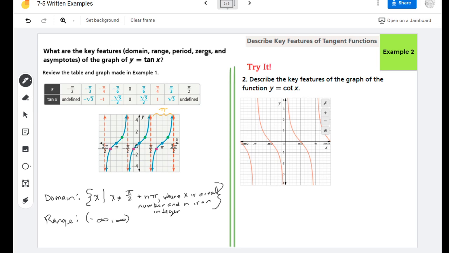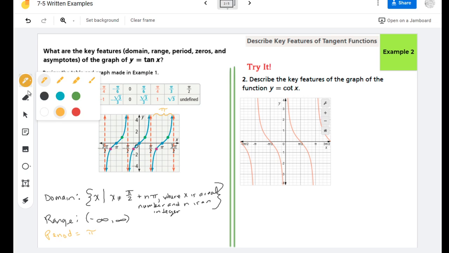The next thing is the period. Remember how we were saying that it skips by pi units every single time? That is our period. There's not really much of a calculation to it other than the fact that you could see it bouncing between the asymptotes, because it always hugs the asymptote on the left and hugs the asymptote on the right.